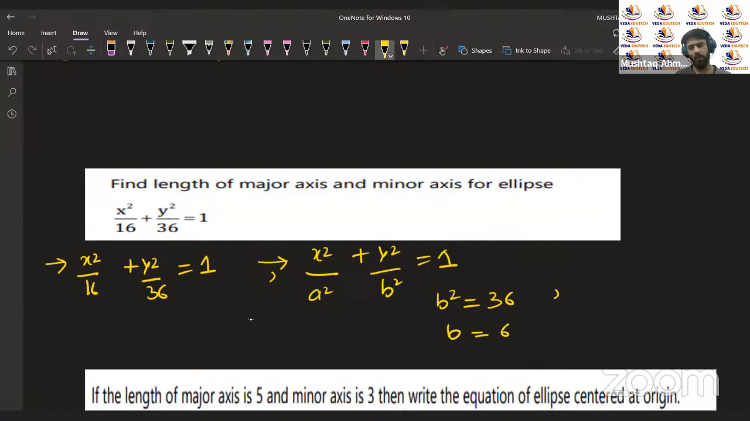And similarly, a square is equal to 16, so if we compare the two, a comes out to be 4. So we can clearly see that b is greater than a. So we can say that b represents the major axis. b is the length of the semi-major axis, and a is the length of the semi-minor axis.